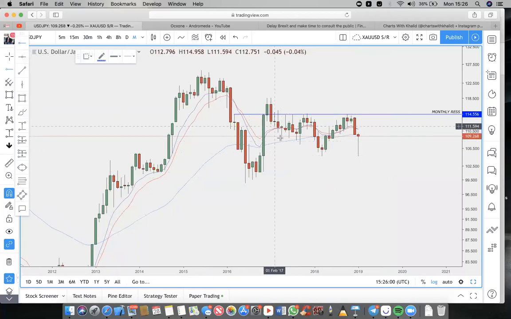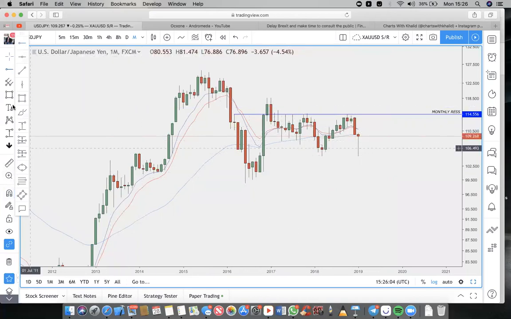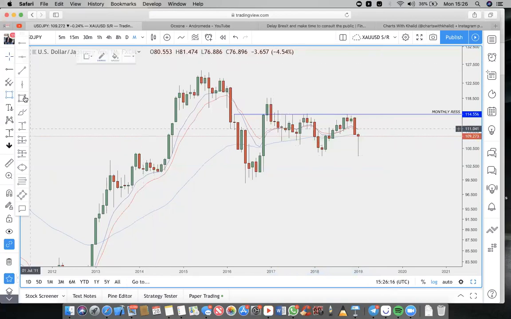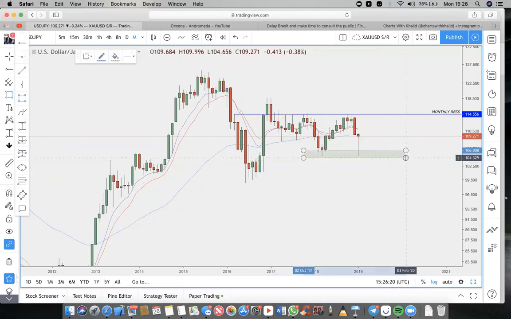As you can see here, there's a lot of wicks again. Let me just take off my magnet tool again. You can see that there's a lot of wicks here. But I think there we'll focus on, we could possibly plot a weekly support around this. So I'm going to leave that for now. And we're going to look for something else. So we've got that there.